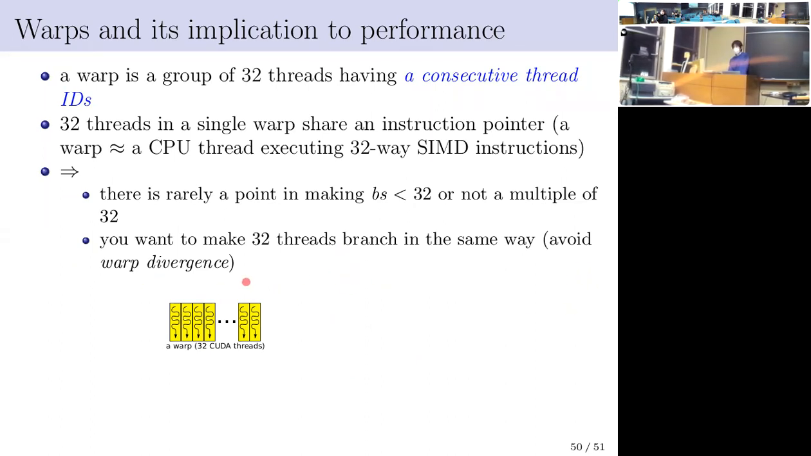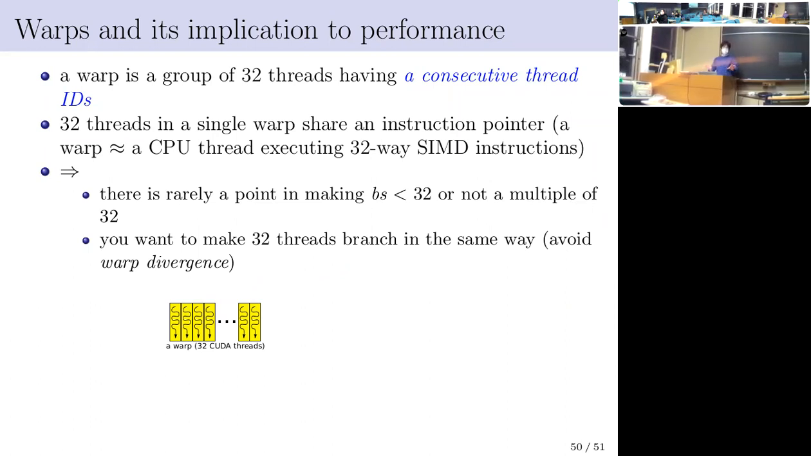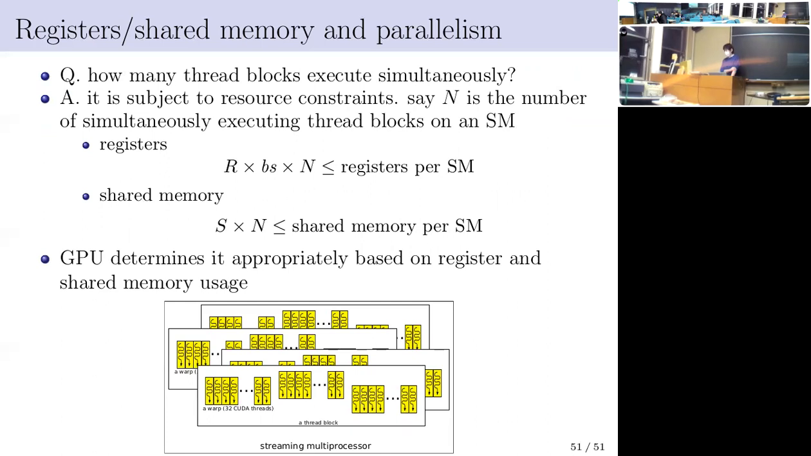So, avoiding warp divergence. Warp divergence means that some threads are doing something while other threads in the same warp are doing something else. This is called warp divergence. The execution time is simply stretched when you have warp divergence. For example, when you have 32 threads, each doing completely different things, it takes 32 times more time than the case in which everybody is doing the same thing. So just avoid warp divergence. This is one important performance consideration when you do CUDA programming.